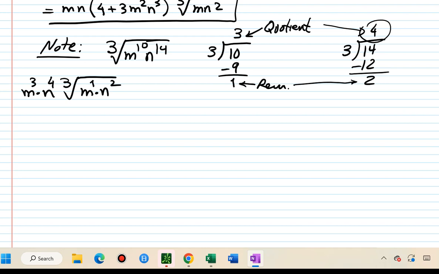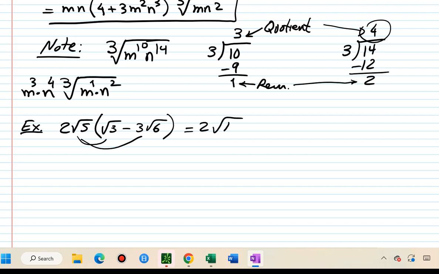So let's take a look at more examples here. Let's say I want to do 2 square root of 5 times the quantity square root of 3 minus 3 root 6. So with this, we're going to distribute. 2 square root of 5 times 3 is 15. 2 times 3 is 6. Square root of 5 times 6 would be 30. So that's going to be 2 root 15 minus 6 root 30. And that's as far as we can go.